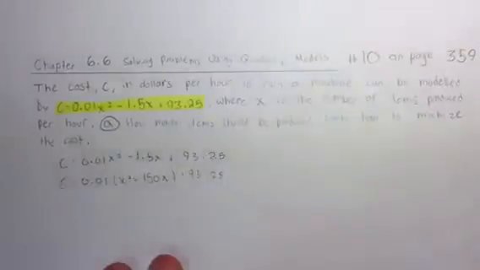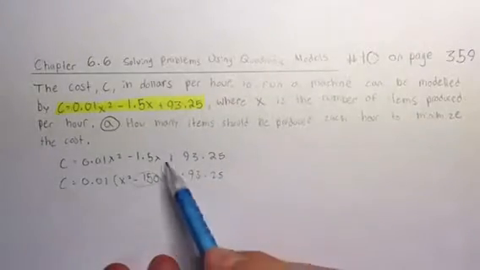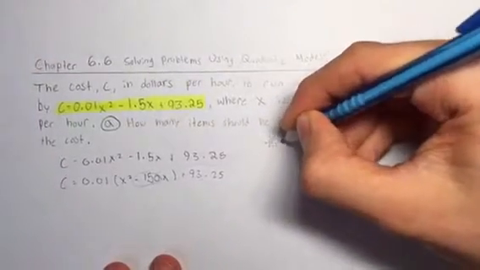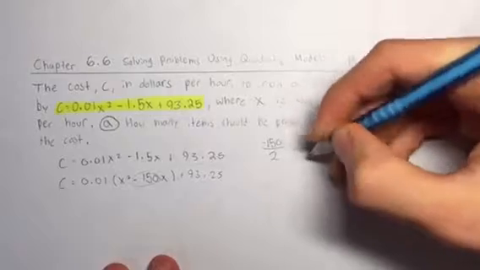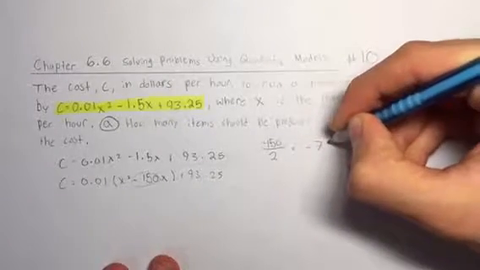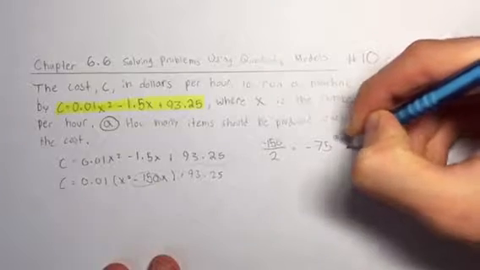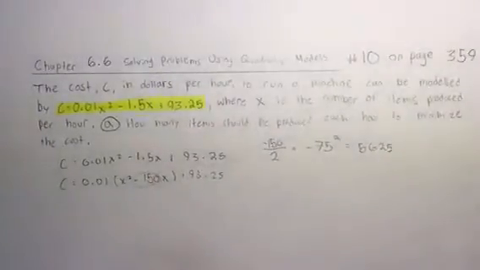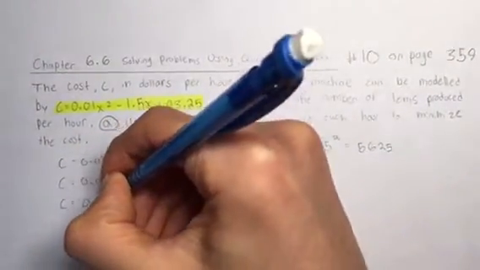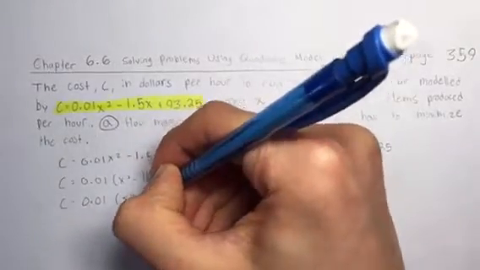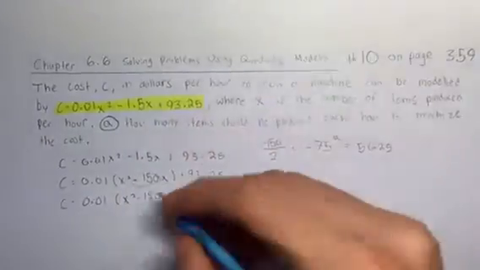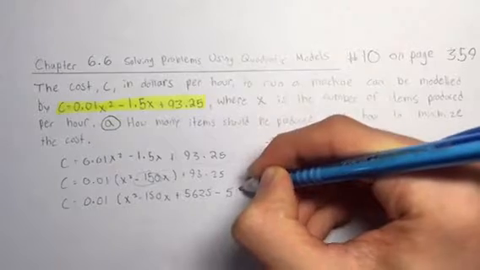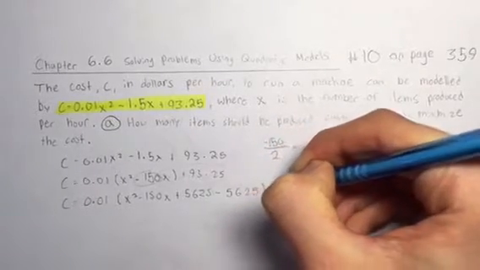The next step is to take this number, negative 150, bring it over here, and divide it by 2, which equals negative 75. And we need to square that, which gives us 5,625. Now we have to put that back into the equation. We're going to add 5,625 and subtract 5,625.